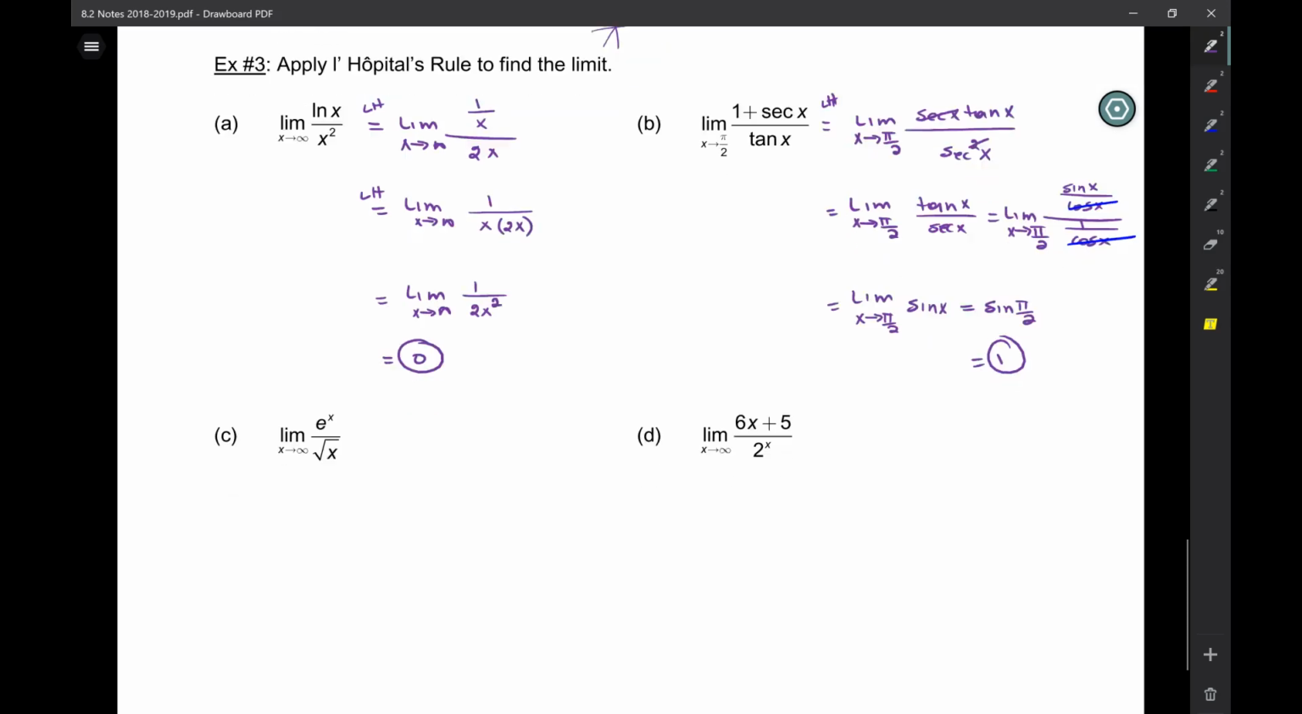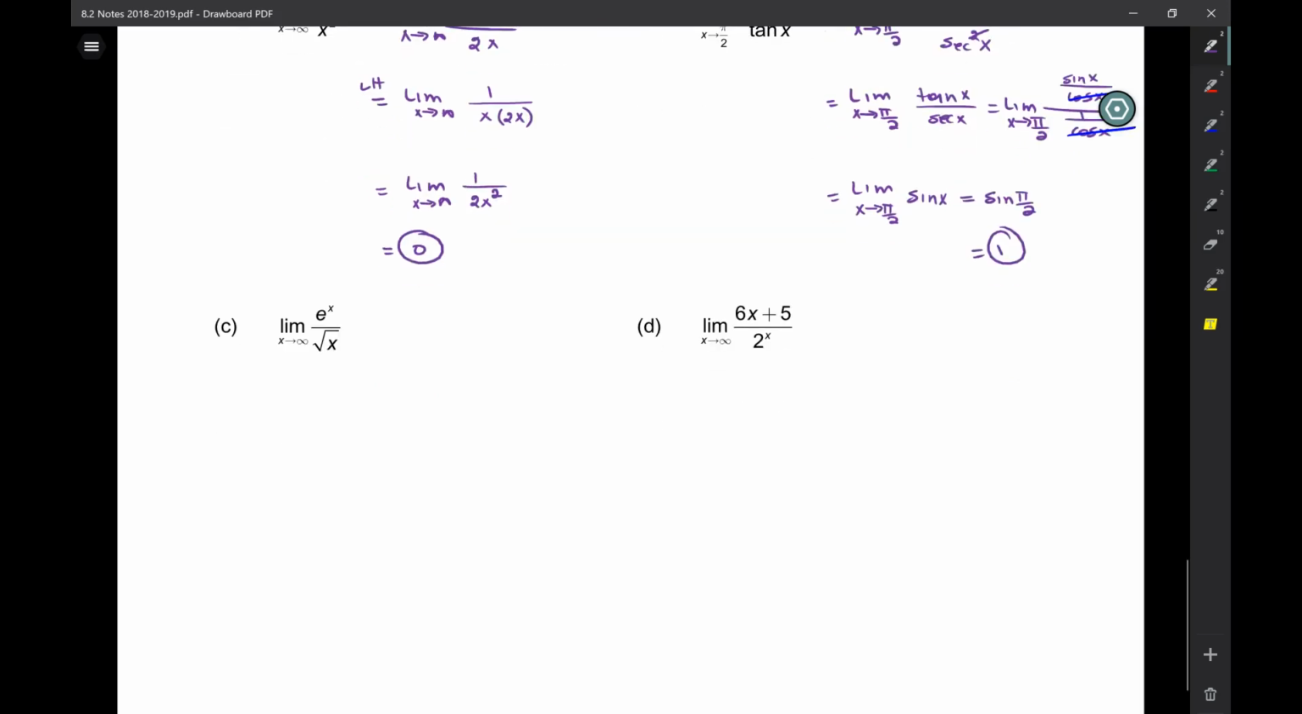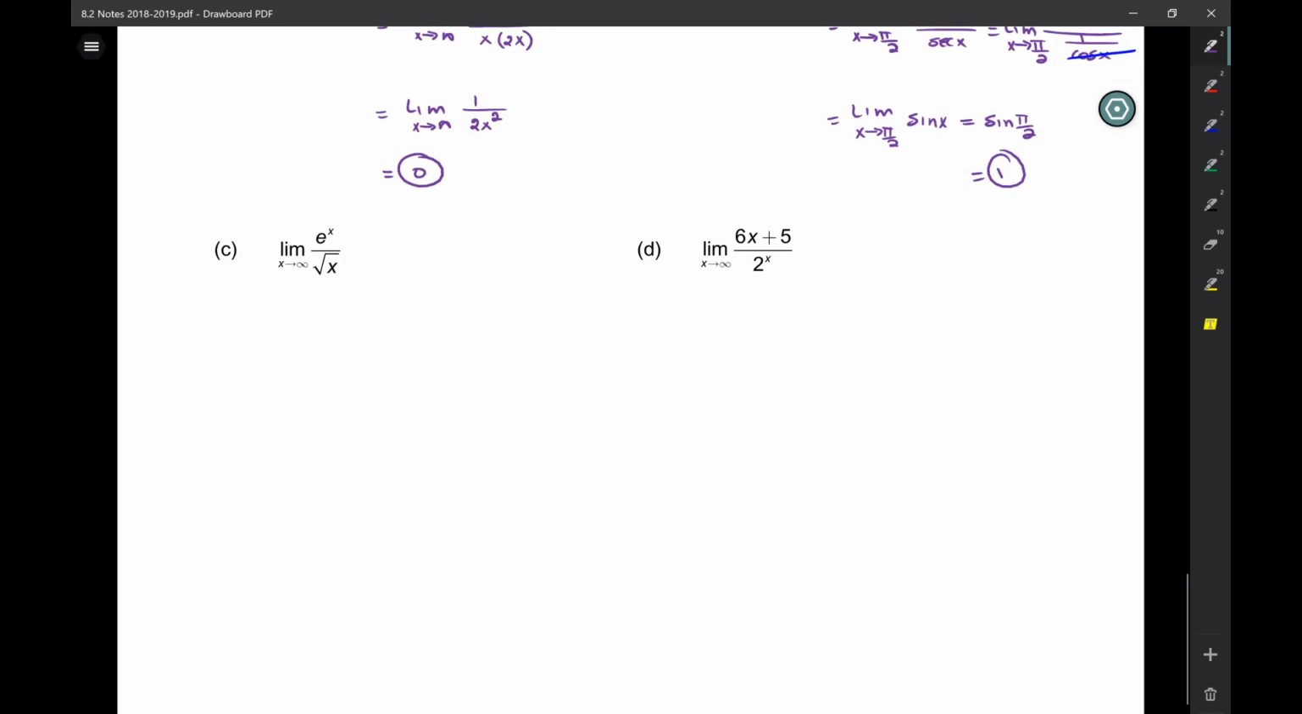Sine is y, cosine is x. Yes, because C comes first in the alphabet. That's where people do it. I hate that stuff. Okay.